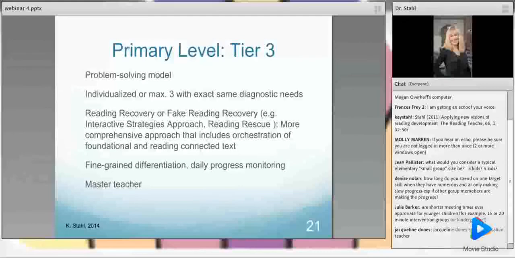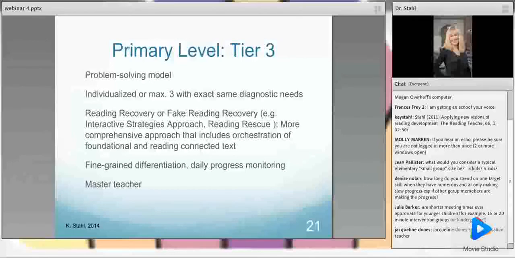In our elementary schools, Tier 3. In Tier 3, I do believe these are children for whom the standard protocol and what works with most children has not worked. These are the children who truly need something extra, something special. This also includes special education. This must use a problem-solving model. It needs to be individualized, or a maximum group size of 3 children with the exact same diagnostic needs.